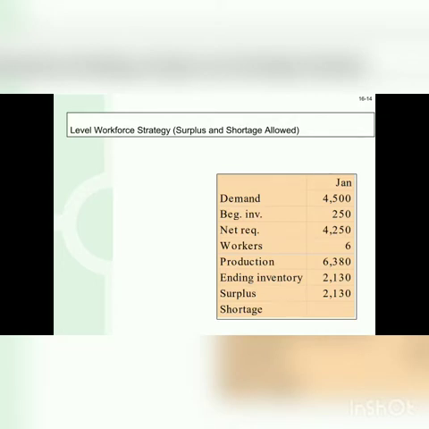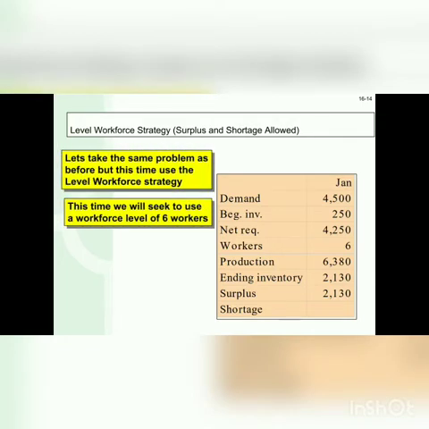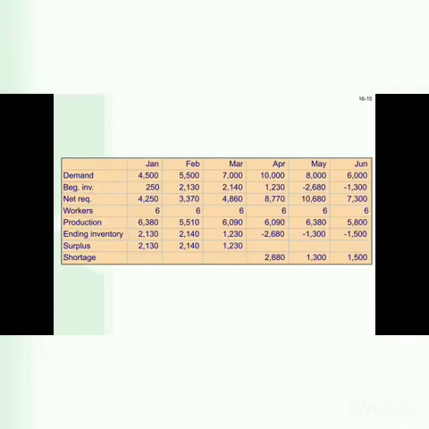Now the second strategy, the level workforce strategy. The same question we have taken, and in the month of January only 4250 you have to produce, and we have 6 workers, production is 6380, and ending inventory you can calculate like this. Now we have kept 6 workers all the time. This level strategy says that don't change the workforce. It is 6. You can see here in the slide, all 6 months we are having 6 workers with us.